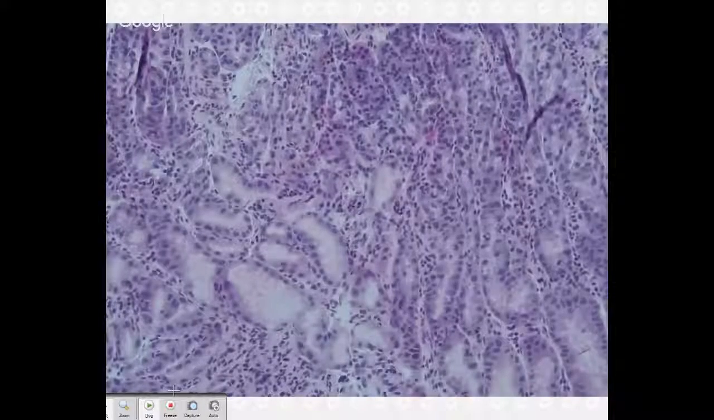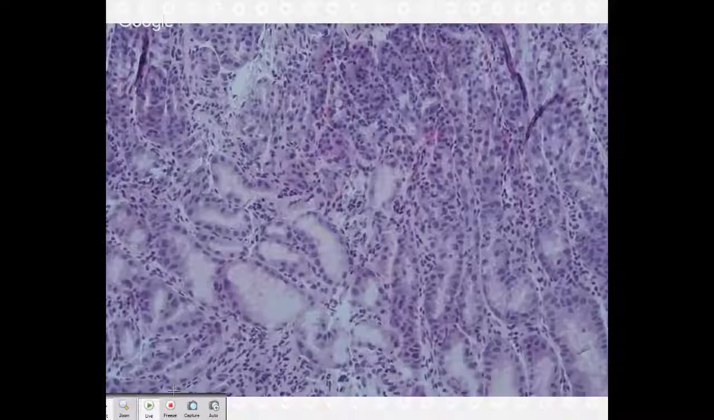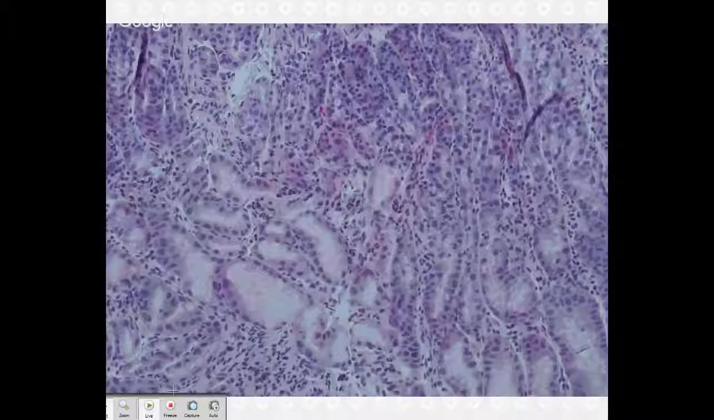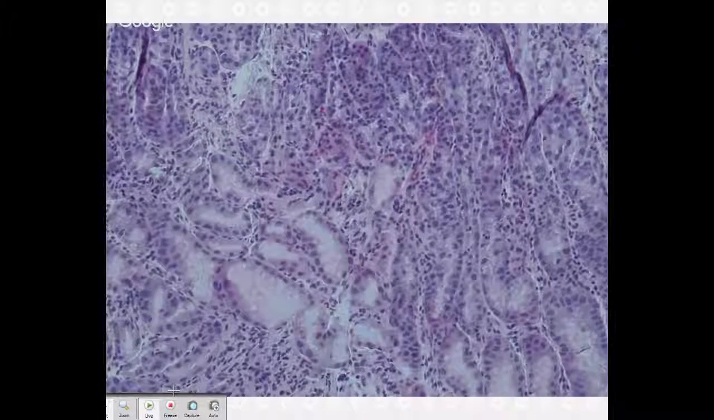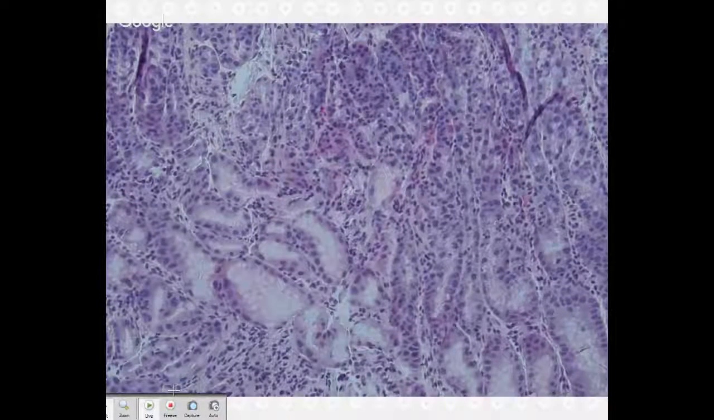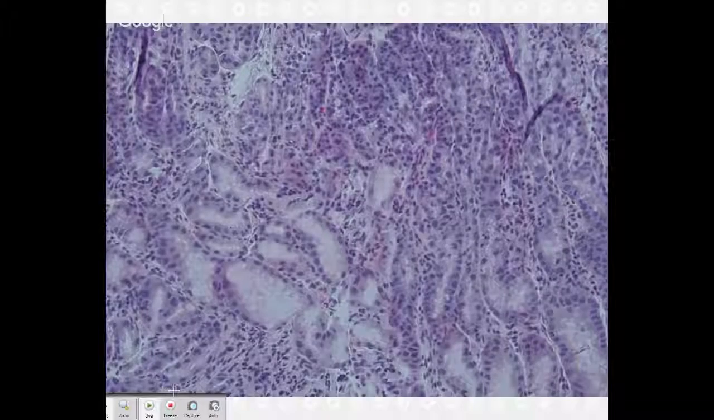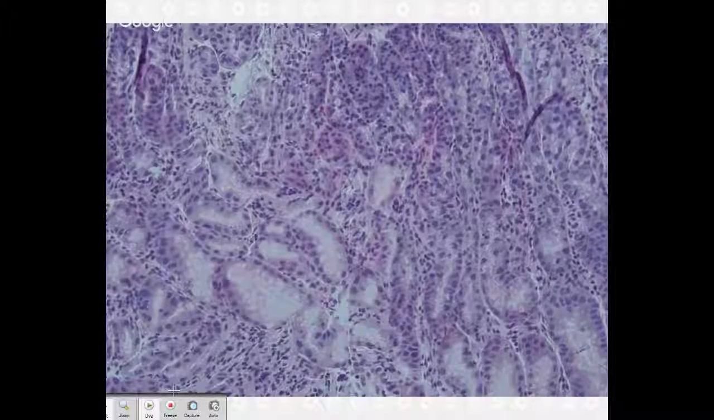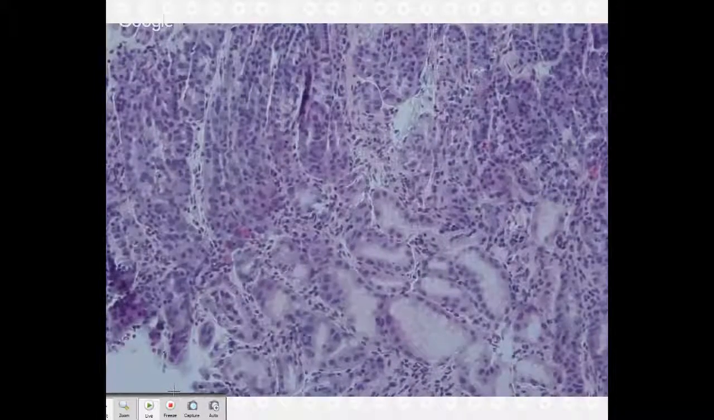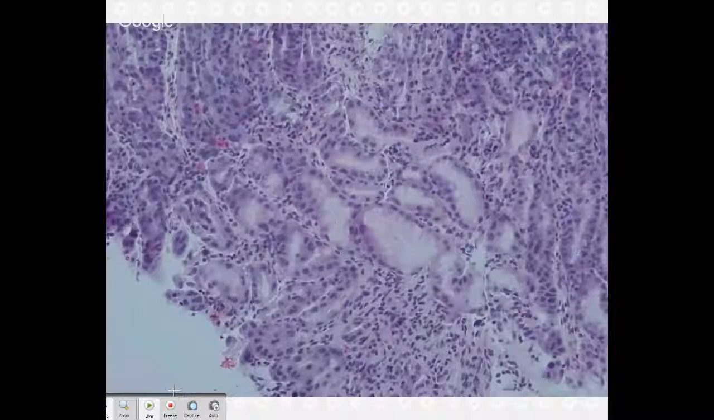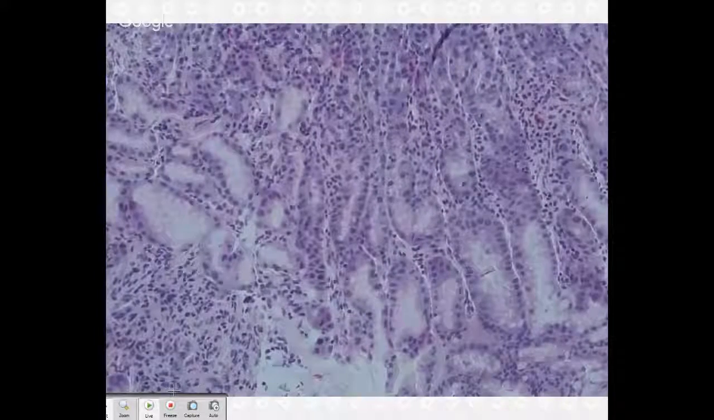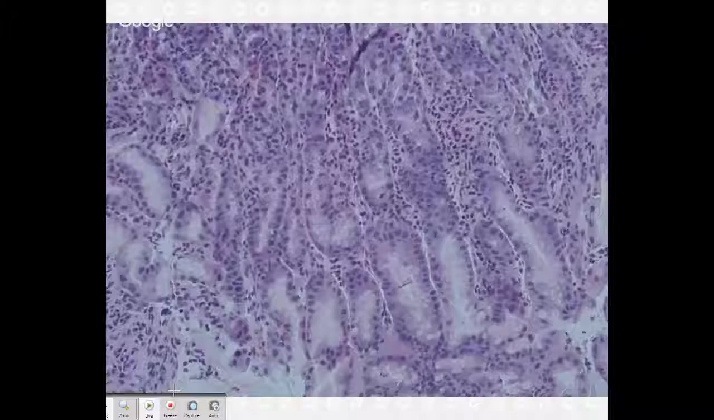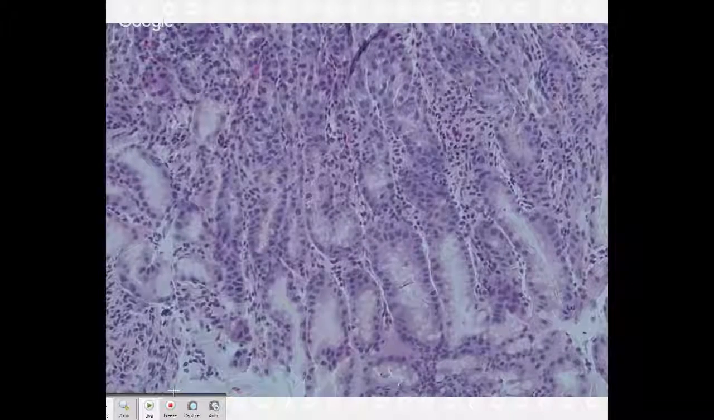So if we go a little bit higher power, let's see. Oh, my condenser's already up. Okay. Sorry, I'm letting you get in focus. Again, you can see a lot of these. I guess it's chronic inflammation. Okay, and then in some areas you can see these intraepithelial lymphocytes. Okay, so we've got some intraepithelial lymphocytes.